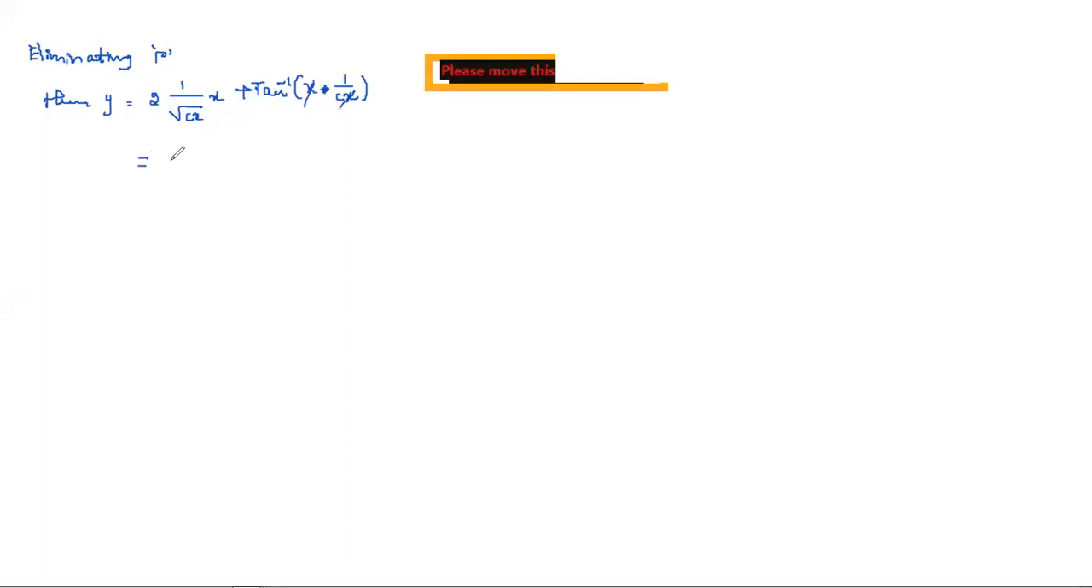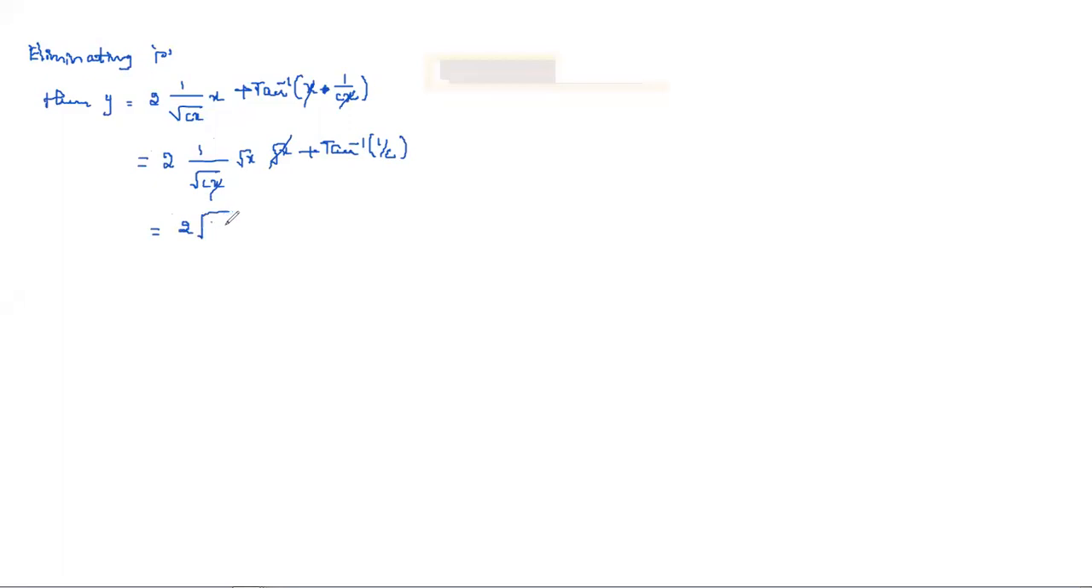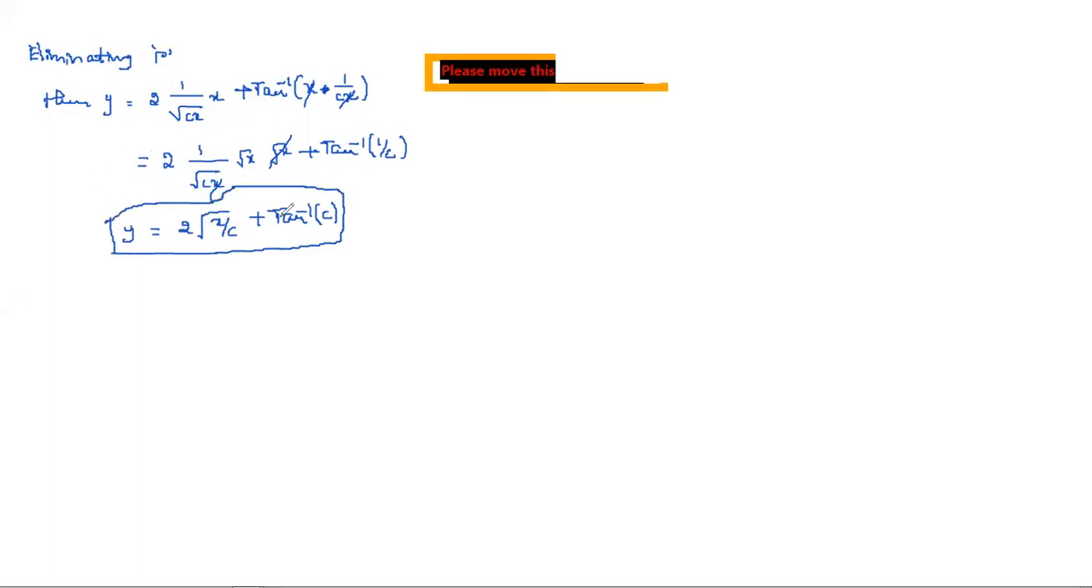And here y is equal to 1 by square root of cx, and x we can write as root x into root x, plus tan inverse of 1 by c. So here 1 root x and 1 root x cancel. Then we get 2 into square root of x by c plus tan inverse of 1 by c. So this is the general solution of the given equation. Y is equal to 2 into square root of x by c plus tan inverse of 1 by c.